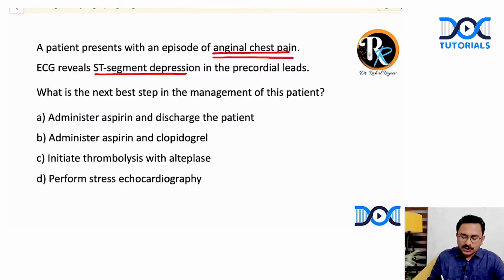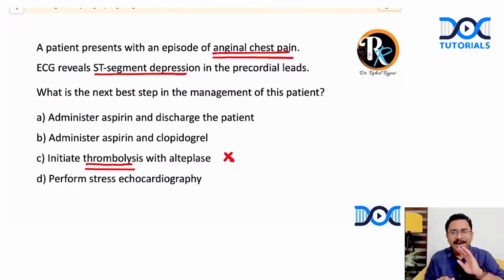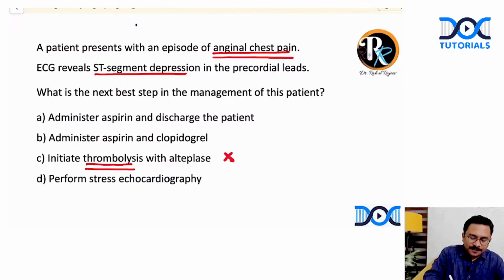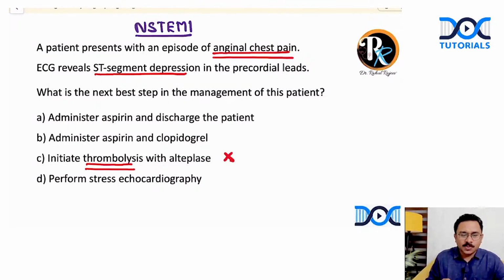What do you think? So I am already eliminating option C. Why am I already eliminating option C? Because thrombolysis is done in case of ST segment elevation MI and not in case of ST depression, that is non-ST elevation MI. So here we are considering a non-ST elevation myocardial infarction. Okay, so I'm eliminating option C. And we know that the next step is not going to be any sort of a stress echocardiography. That is not the time to do that. I am eliminating that as well.